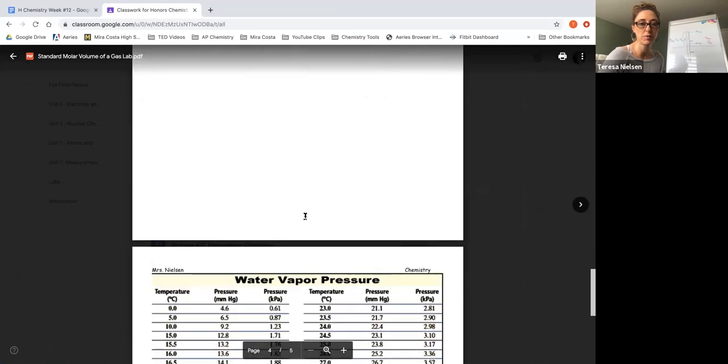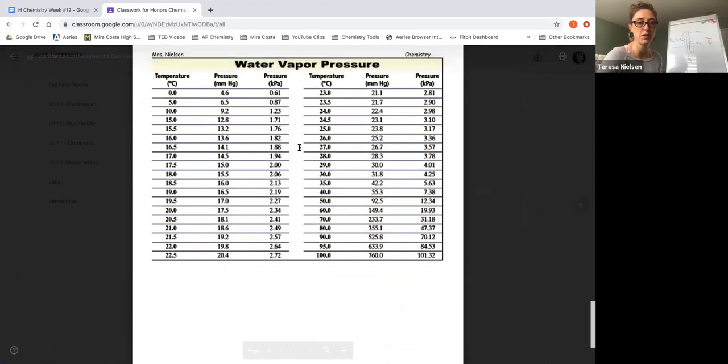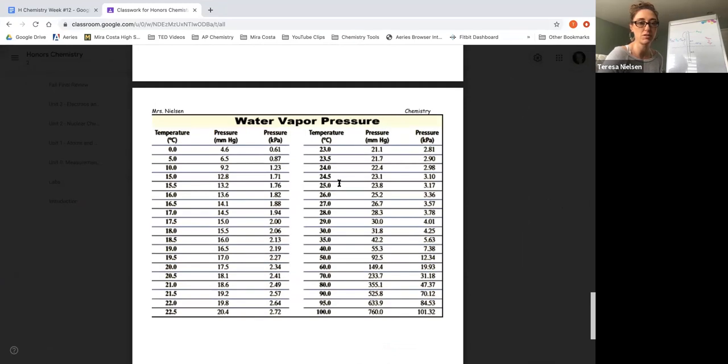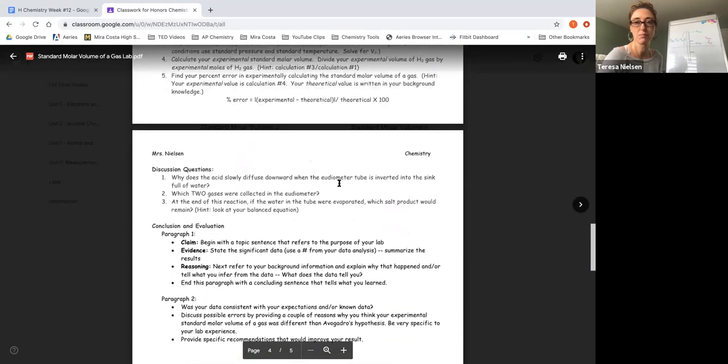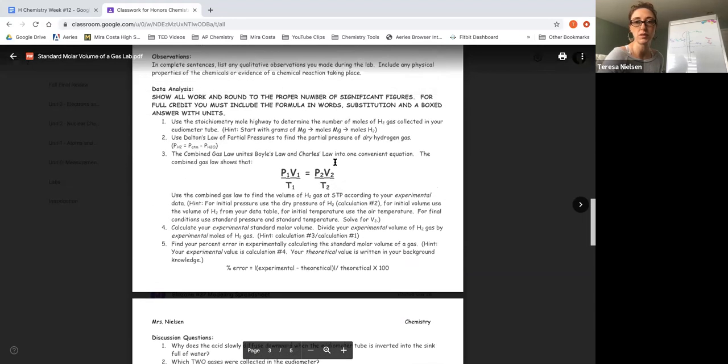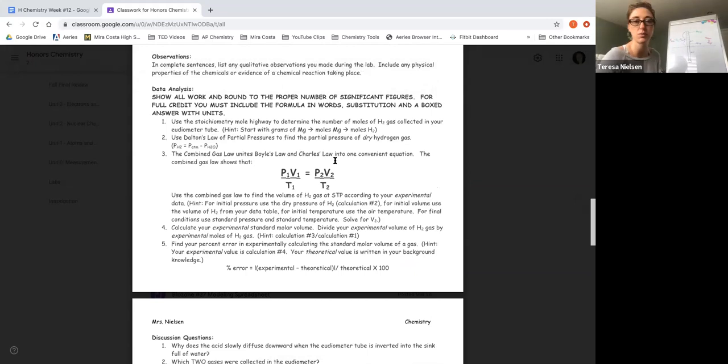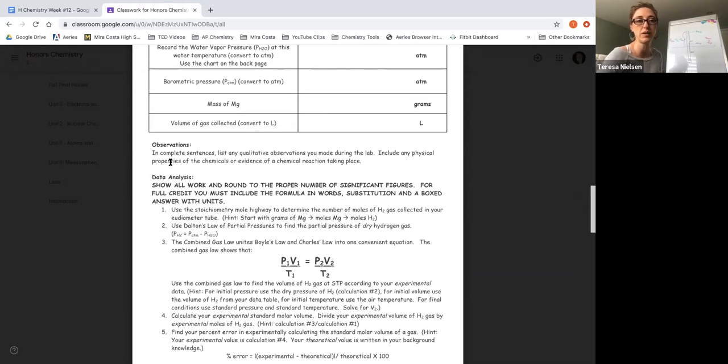So once again, remember this chart is used for figuring out the water vapor pressure at the certain water temperature. That's the only reason we take the water temperature, to figure out the pressure of the water vapor that's produced. Okay. At this point, the observations part of your lab write-up is just bubbling. I hope you saw that there was bubbling in the video. You can also say that the magnesium is a kind of grayish colored metal. If you look at the rubric, it tells you exactly what to say in the observations section, but definitely the bubbling was evidence of a chemical reaction taking place here.